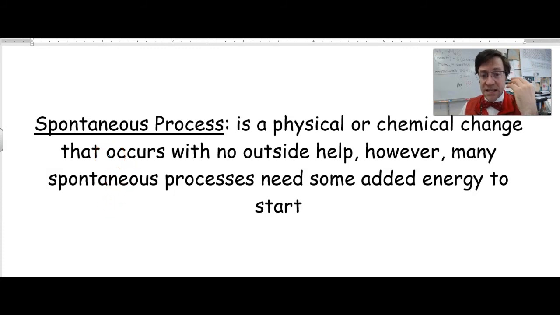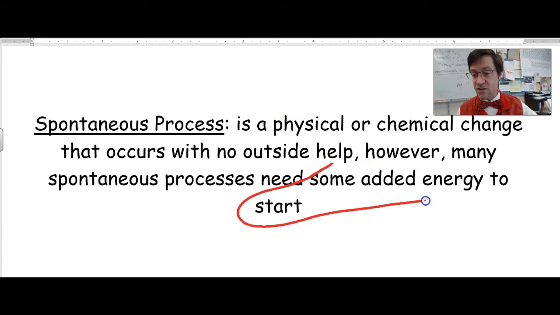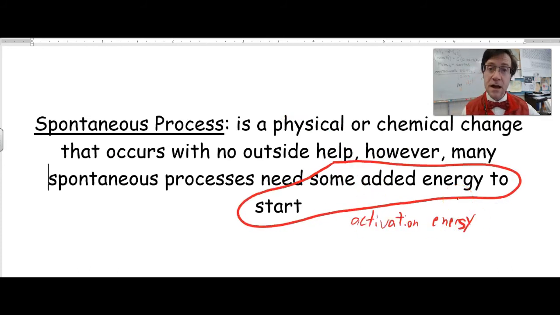So a spontaneous process is a physical or chemical change that occurs with no outside help, like lighting a piece of firewood on fire. Once it's burning, it is burning. However, spontaneous processes sometimes need a little added energy to get started. And we all know what that is, right? Some energy to start the reaction. Activation energy, right? So spontaneous processes sometimes need a bump, but they just go all on their own. We don't have to do anything to force it to happen. You just start it, right? There are a lot of things that don't just go. We have to work to keep them going, but that doesn't count as spontaneous.